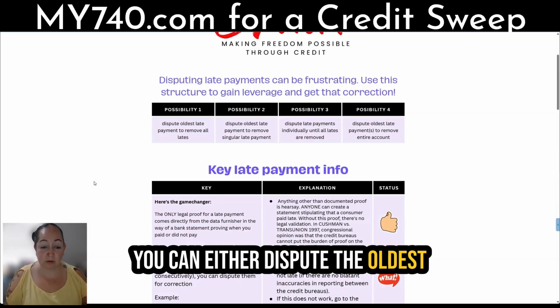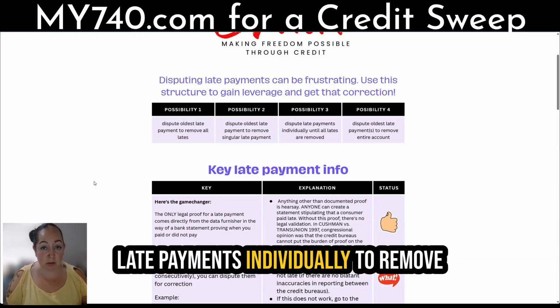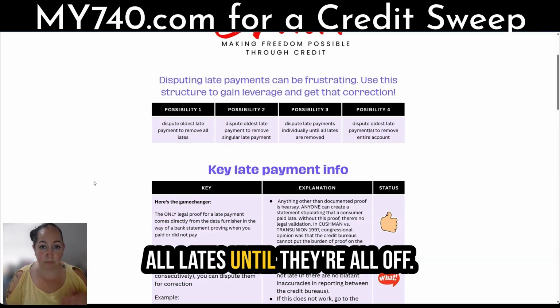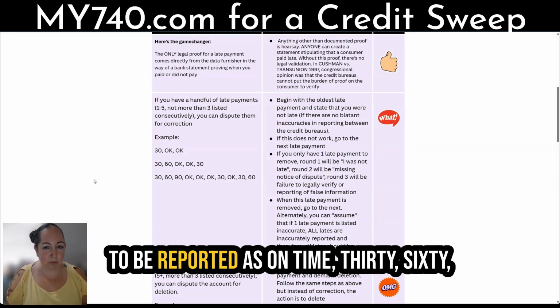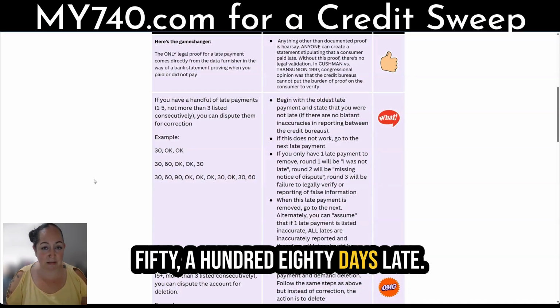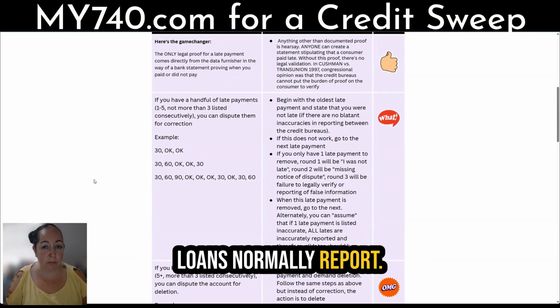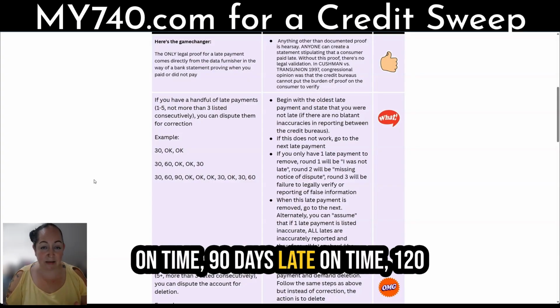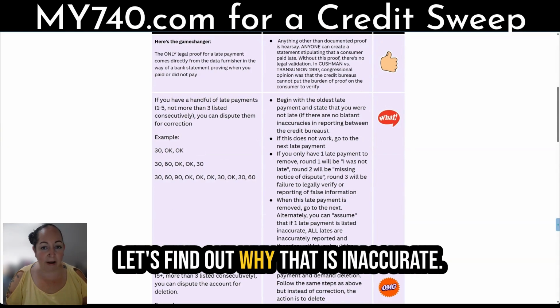You can either dispute the oldest late payment to remove a singular late payment, or you can dispute late payments individually to remove all lates until they're all off, or you can dispute the oldest late payment to get the entire account removed. Regular late payments are supposed to be reported as on time, 30, 60, 90, 120, 150, 180 days late. Anything outside of that is going to be inaccurate. Student loans normally report on time, 90 days late, on time, 120 days late, which is 100% inaccurate. Let's find out why that is inaccurate.